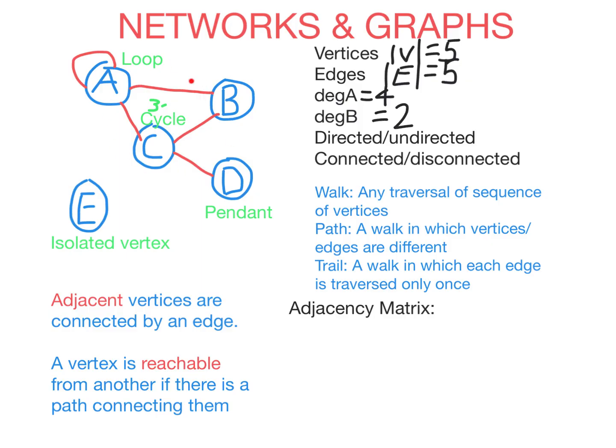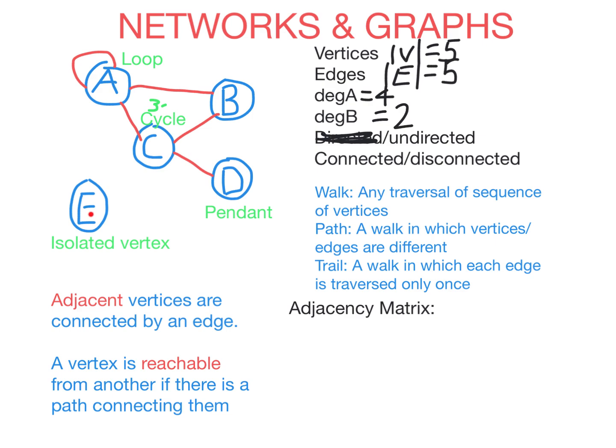So this graph here is called an undirected graph. It's not directed because there are no direction lines on this edge. That means you can travel in both directions along an edge. This graph is what we call disconnected. Connected means that it's possible to get from any vertex to any other vertex.